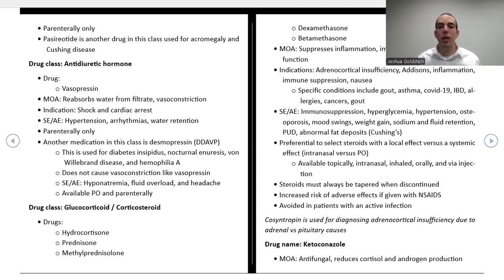Next, I want to mention just a quick note. There's a drug called cosyntropin. This is used for diagnosing adrenal cortical insufficiency and determining its root cause. That's all you need to know about that.